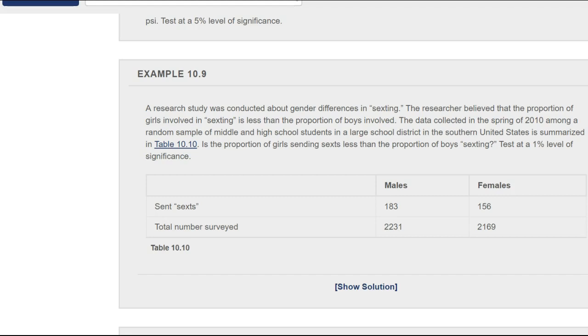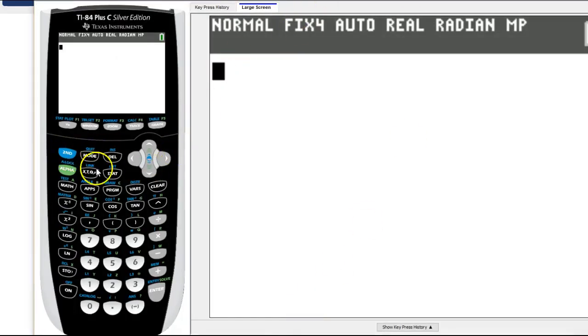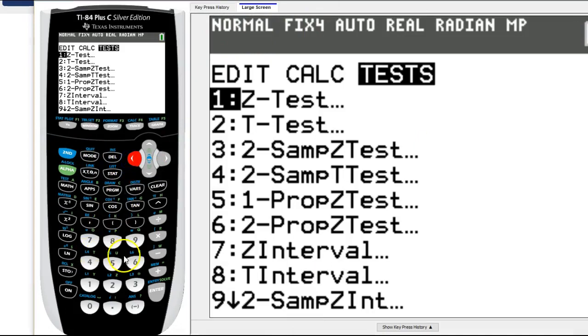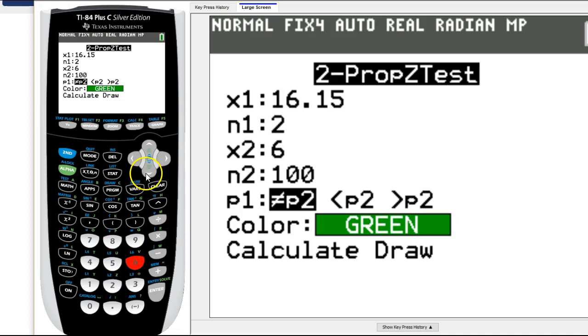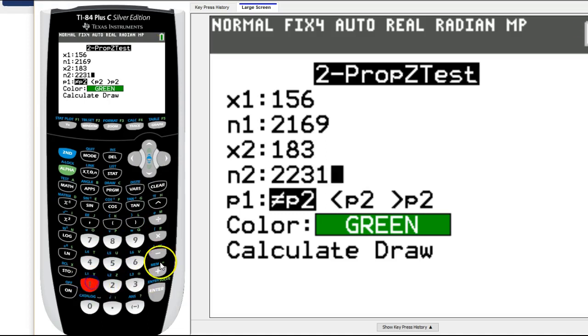All right, I'm going to throw this into the calculator. I could use the website, but I'm going to go ahead and use the TI-84 for this one. And throw it up here. I'm going to go to my stat, tests, for my 2 proportion z-test. All right, so one was, we had a total of 156 girls out of 2169. For the boys, we had 183 out of the 2231.